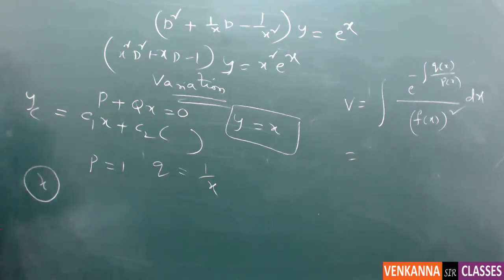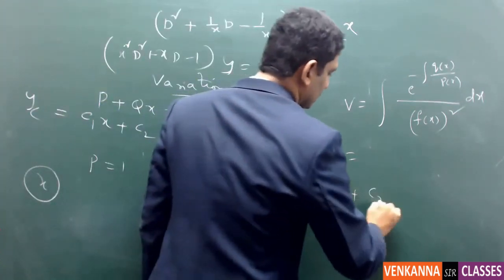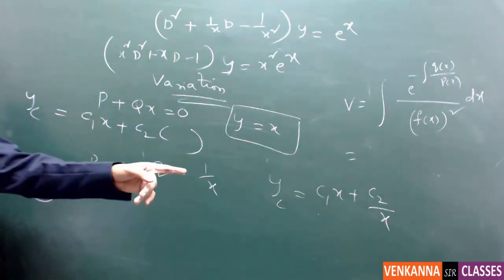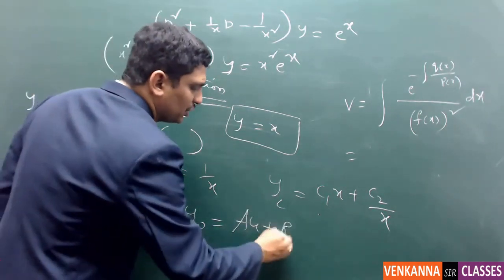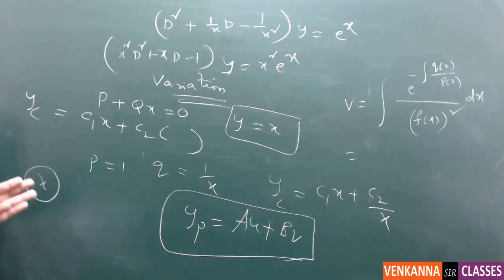So on simplification, you are going to get the yc value as yc is equal to c1x plus c2 by x. So one function is x, another function is 1 by x, and you are going to apply variation of parameters: yp is equal to a into u plus b into v as usual, by writing the values of a and b. Is it clear now with regard to variable coefficients of variation of parameters? Right? So that is my intention there.